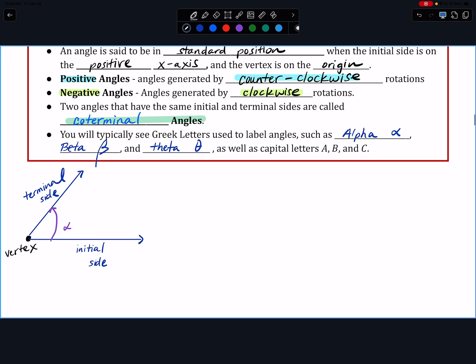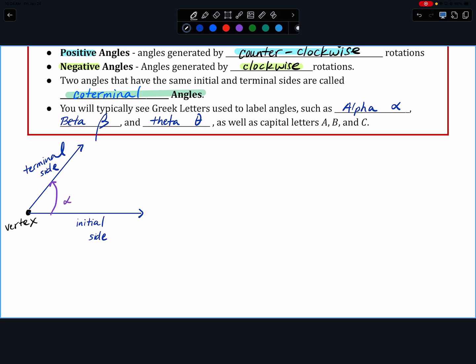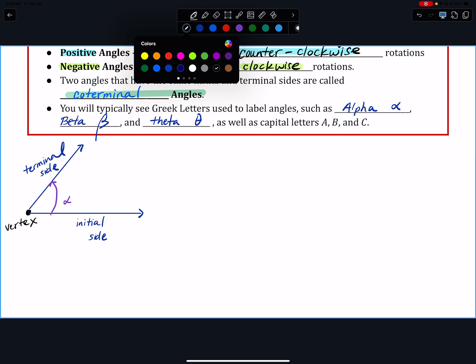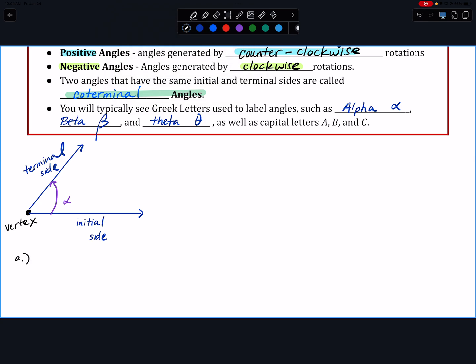Okay, so my question to you guys is, by the way I drew that, did I go clockwise or counterclockwise? Counterclockwise. So this picture shows a counterclockwise rotation, which you guys can abbreviate counterclockwise like this. So since I went counterclockwise, is that positive or negative? Positive. So this would be a positive angle.